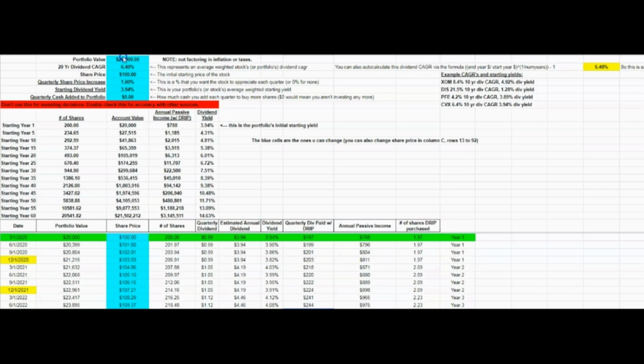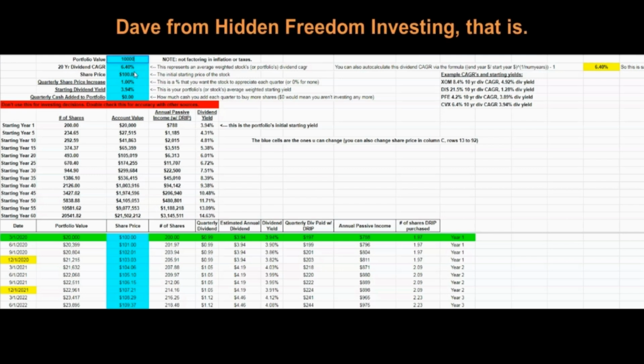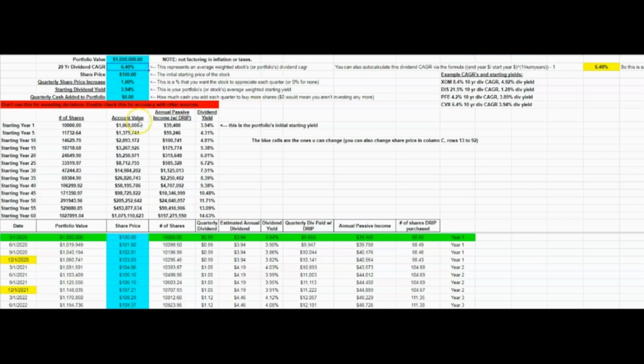So by playing with these values up here, basically whatever your portfolio size is, this showed us 20,000. At the time Dave was saying, well, what would $1 million look like? So if you put in $1 million, it shows you your portfolio value would be $1 billion in 60 years if it was a 6.4% compound annual growth rate on the dividend and at a starting yield of 3.94. And you can see it'd be dripping $157 million a year, believe it or not.